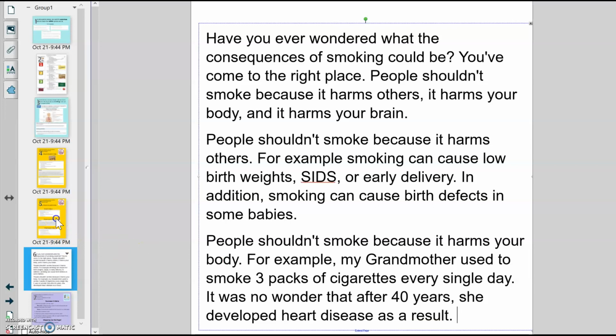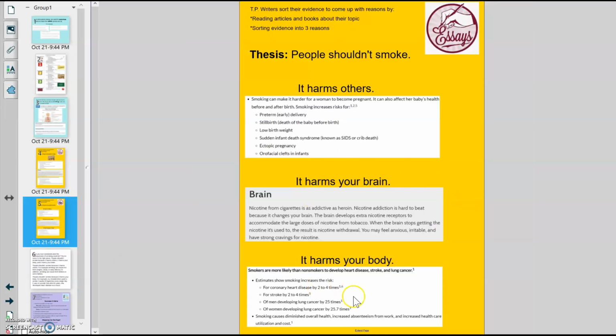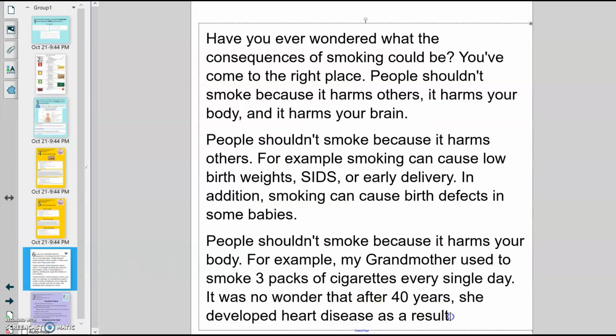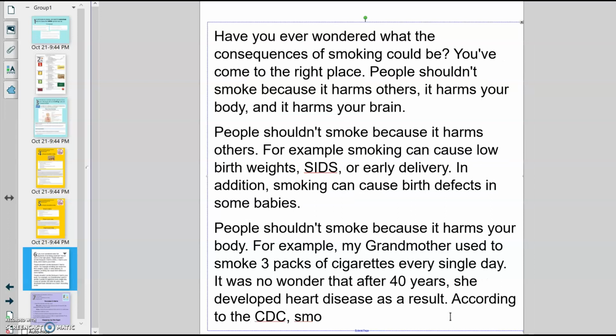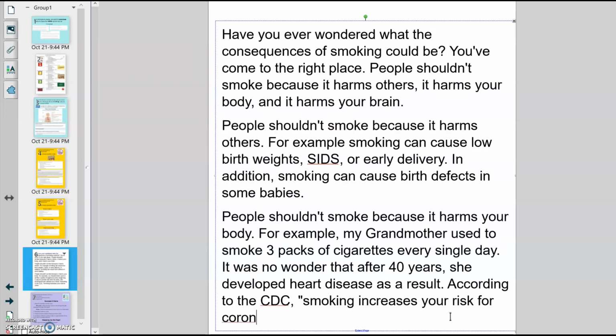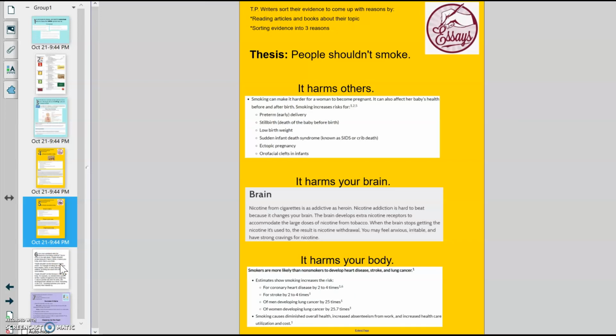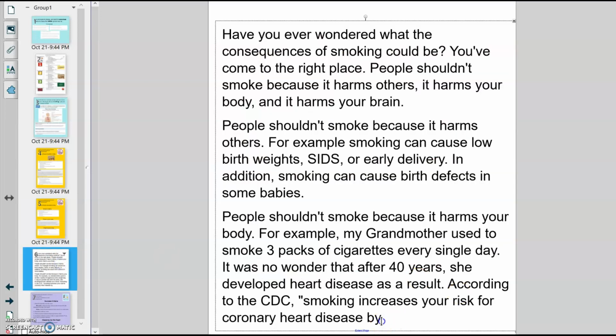Okay, now I'll give another piece of evidence. Oh, I'll give this quote because that's what I was just talking about. It increases your risk for coronary heart disease by 2 to 4 times. So I'm going to say, according to the CDC, quote, smoking increases your risk for coronary heart disease by 2 to 4 times.